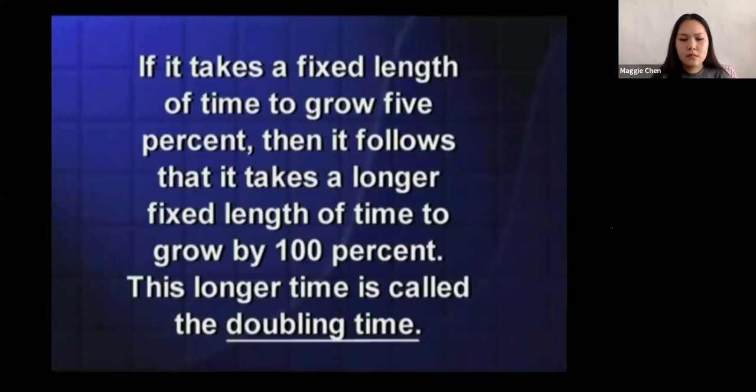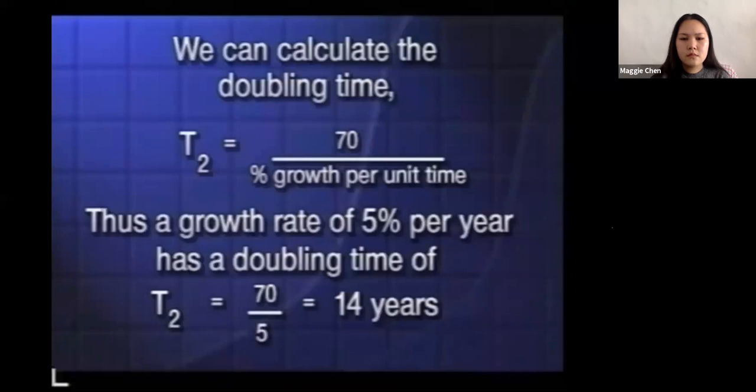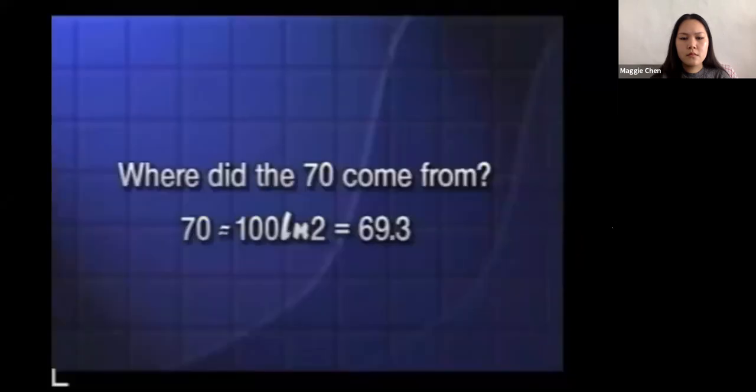Now that longer time is called a doubling time. We need to know how you calculate the doubling time, and it's easy. You just take the number 70, divide it by the percent growth per unit time, and that gives you the doubling time. So our example of 5% per year, you divide the 5 into 70, you find that growing quantity will double in size every 14 years. Well, you might ask, where did the 70 come from? The answer is it's approximately 100 multiplied by the natural logarithm of 2. If you wanted the time to triple, you'd use the natural logarithm of 3. So it's all very logical.